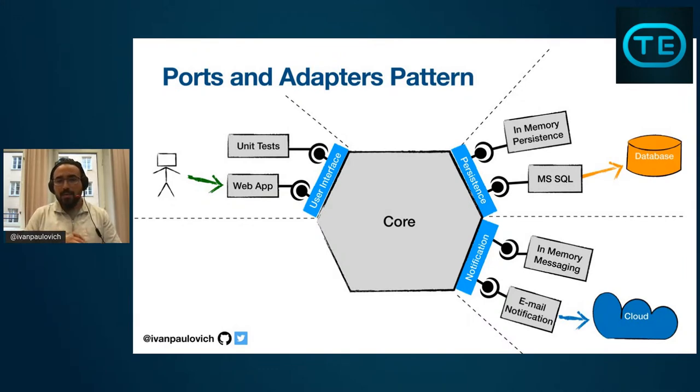And that's what I am showing here. For instance, I have the notification port, and then the notification port has two kinds of adapters, one in-memory messaging and another email notification. You should design your application in a way that you are able to switch between those.